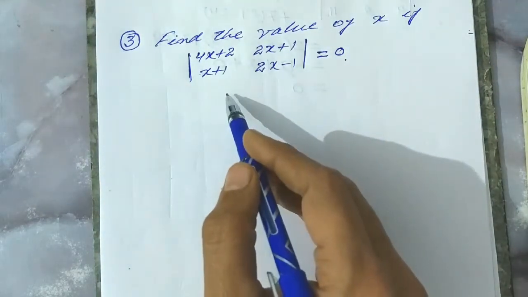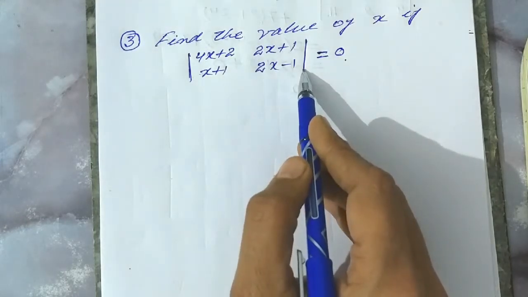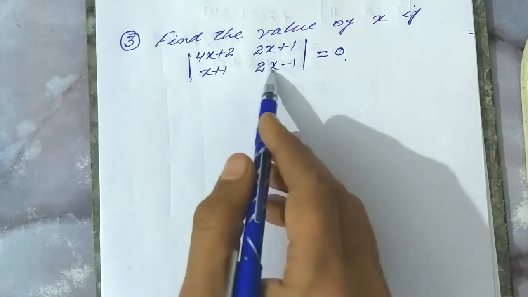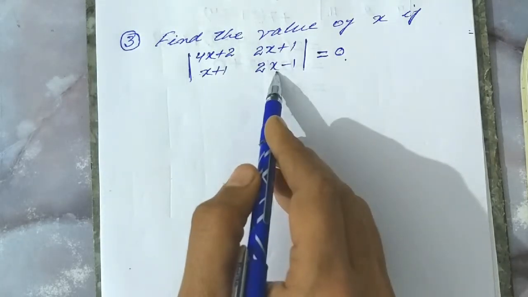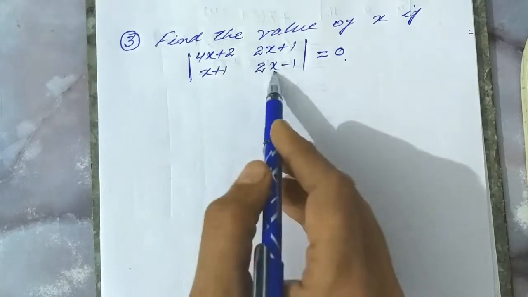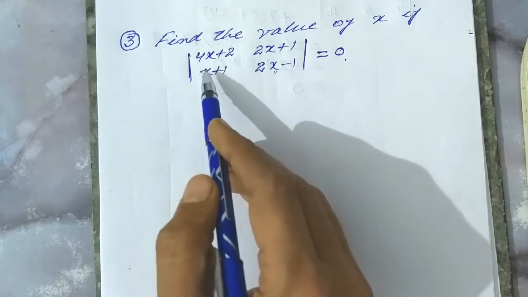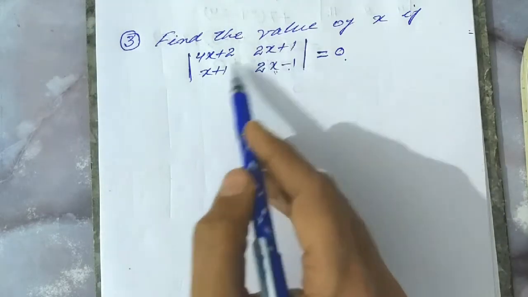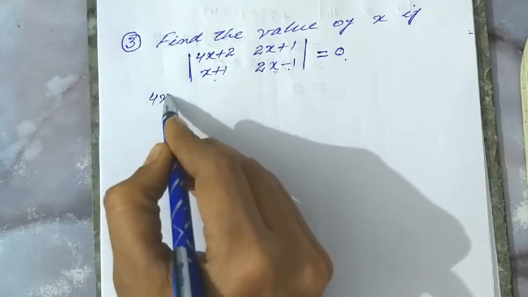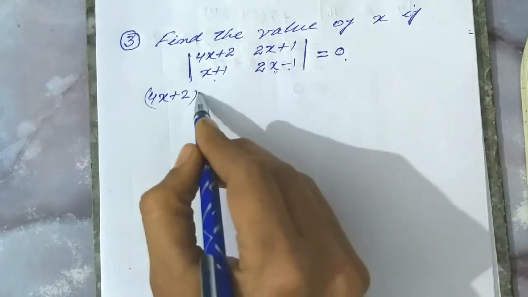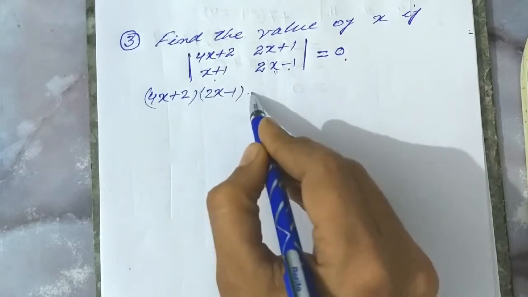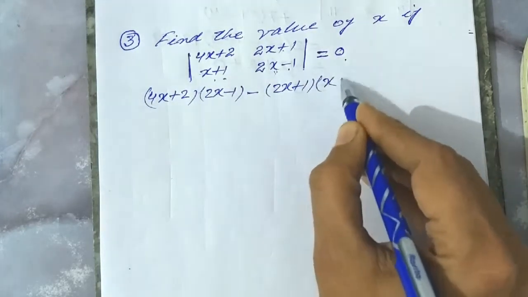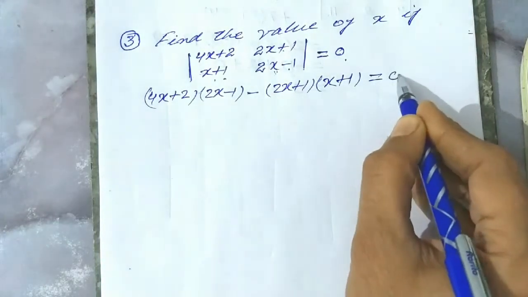So first we have to simplify this 2 by 2 determinant on the left hand side of the equation. In the same way, we take the cross multiplication of these four elements and put the minus sign between them. That is, we take the difference of the cross products such that the first product is taken from top left to bottom right, and the second product from top right to bottom left. So we get (4x+2) into (2x-1), then minus (2x+1) into (x+1), is equal to 0 as it is.